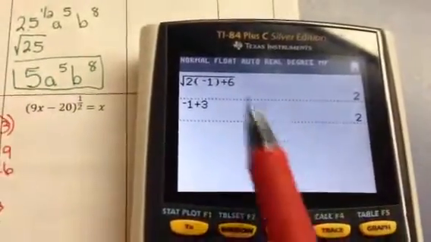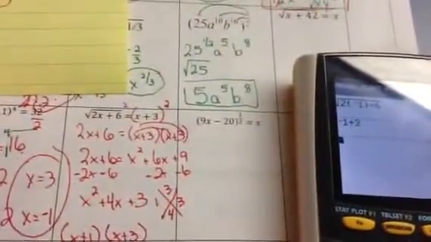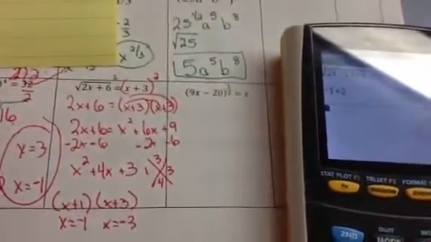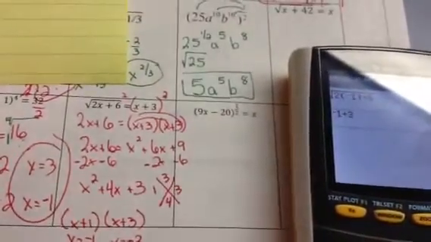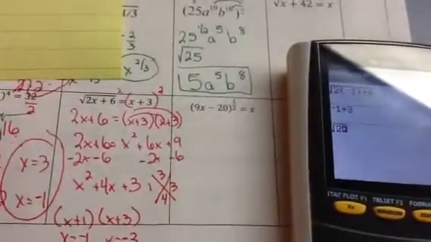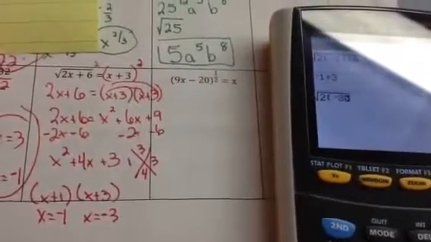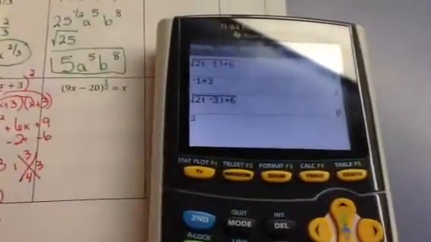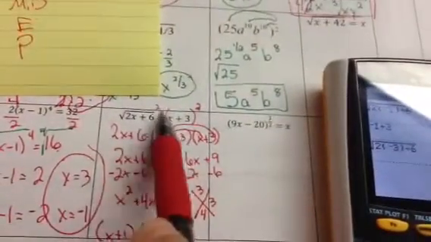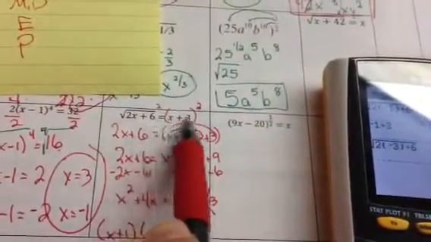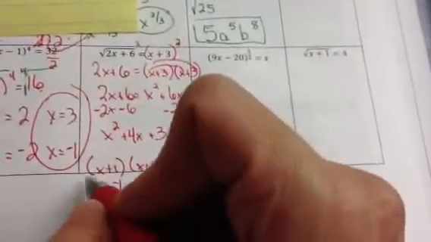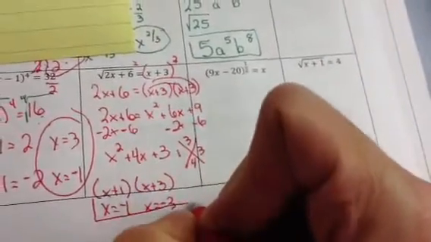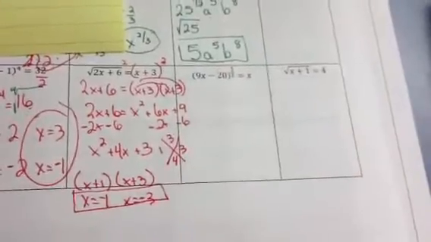And I do. So negative 1 works. And now I want to see if negative 3 works. So again, left side, square root of 2 times negative 3, I'm going to add 6. And I get 0. And now I want to see if I put negative 3 in over here, which I'm not going to put in the calculator. Negative 3 plus 3 is 0. So again, both of these answers work. Neither of them are extraneous.